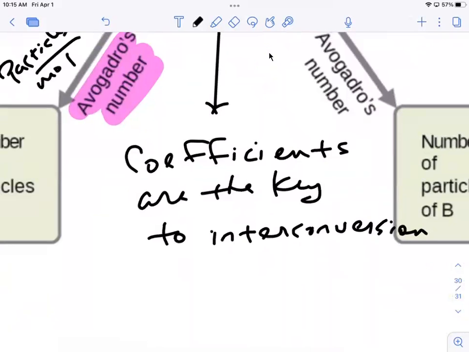I think even when we first started this section, we started out talking about interconverting and using ratios at the very beginning.